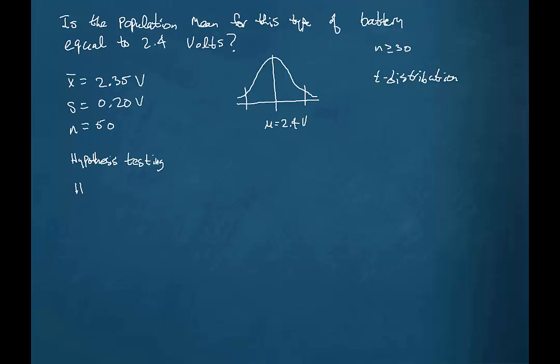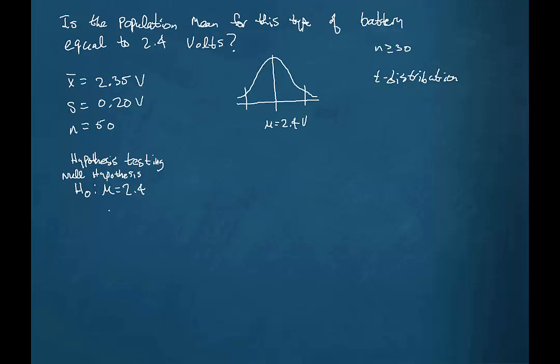When we conduct a hypothesis test, we're going to start with what we call a null hypothesis. The null hypothesis, we're going to symbolize using H with a subscript 0. And that null hypothesis is this assumption here, that the mean is 2.4 volts. Again, we would reject that assumption if we land out here in these tails.